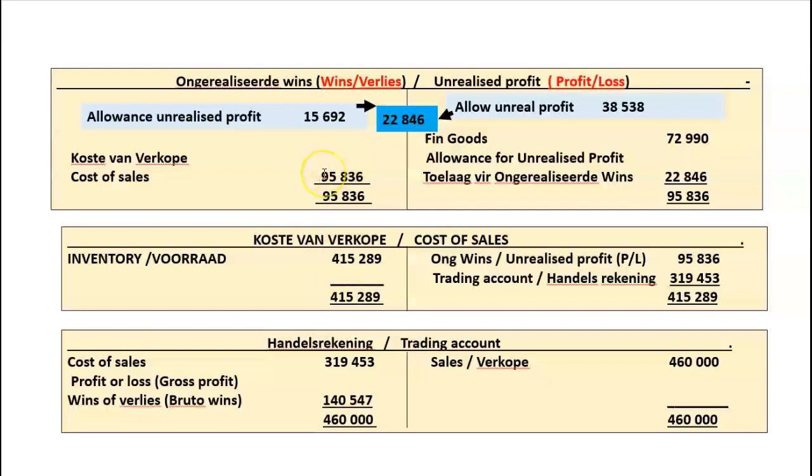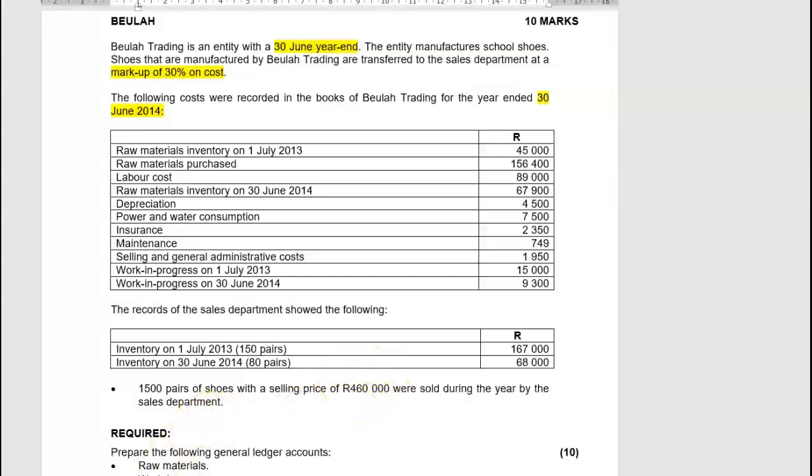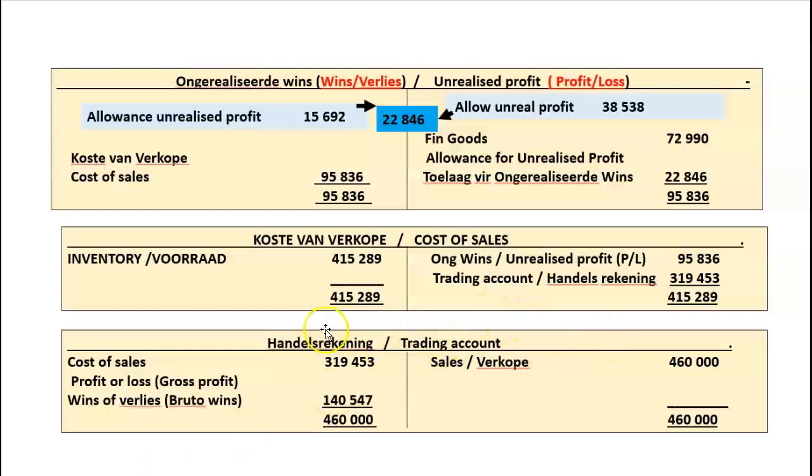So we're going to debit our unrealized P&L account, and we're going to credit our cost of sales account with 95,836. The amount that we're going to transfer then to our trading account is going to be our actual cost of sales for the year without any unrealized profit figures included. They've told us that the sales for the year was 460,000 Rand. So at the end of the year, we're going to close off our sales account against our trading account. There it is, sales. Cost of sales is now going to be the 319,453, and our actual gross profit for the year is going to be 140,547, which is going to be transferred to our profit and loss account.